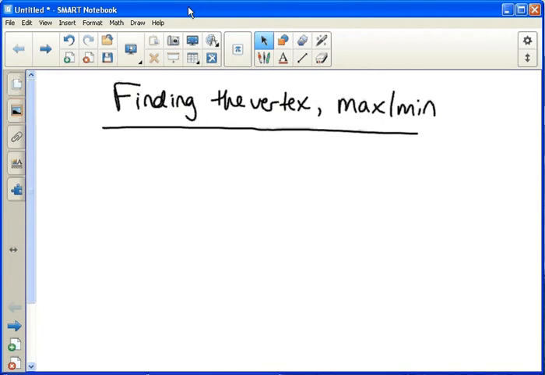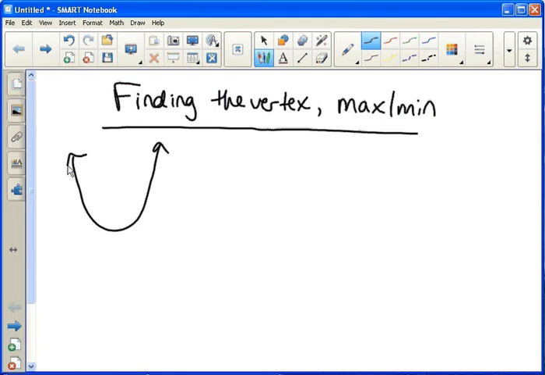This unit is on quadratics, and what we're trying to do today is find the vertex of a quadratic equation, and that will help us find the max and minimum. So real quickly, let's just draw what a quadratic might look like. They're parabolas, and they can either look like this or like this. The vertex is either the minimum in this case or the maximum in that case. That's what the vertex is. It's the very bottom or the very top of the quadratic.